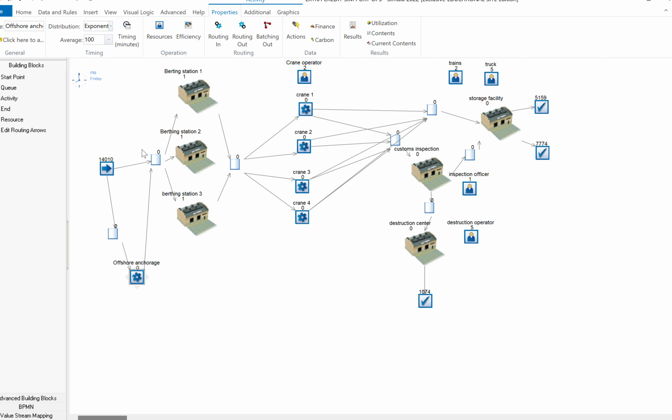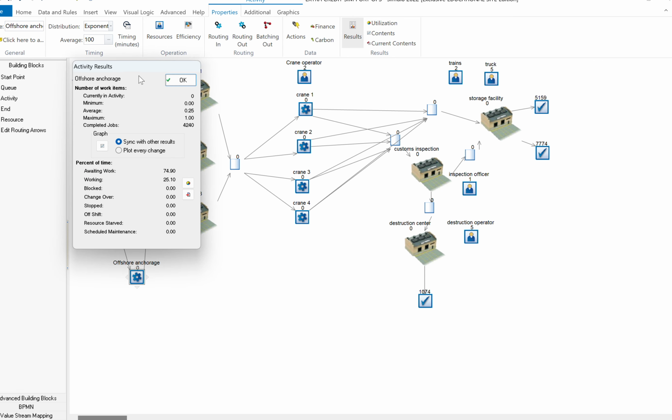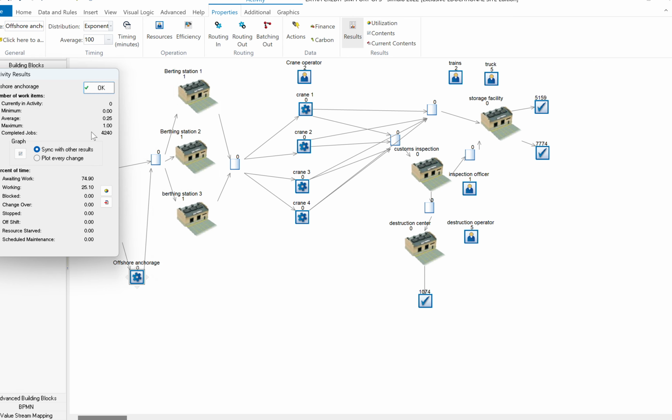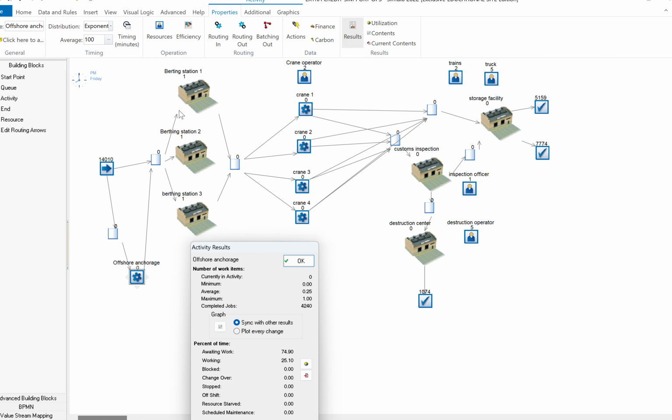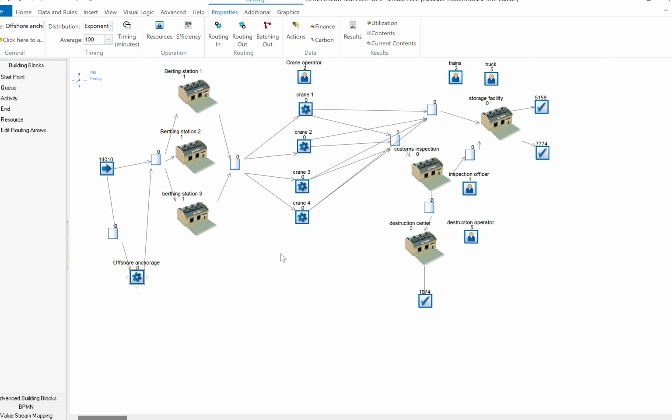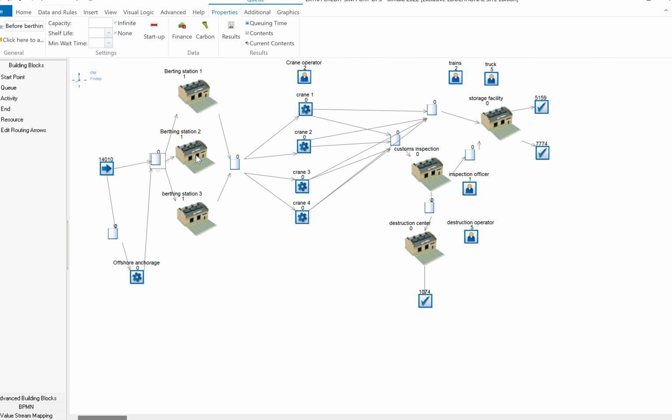If we go to results, you can see how many completed jobs came through offshore anchorage. About 4,240 ships had to wait in the offshore anchorage spot before they were able to go to berthing. And you can see here that this was their exponential distribution. In this queue, you're going to have every ship coming through. This was the before berthing queue.